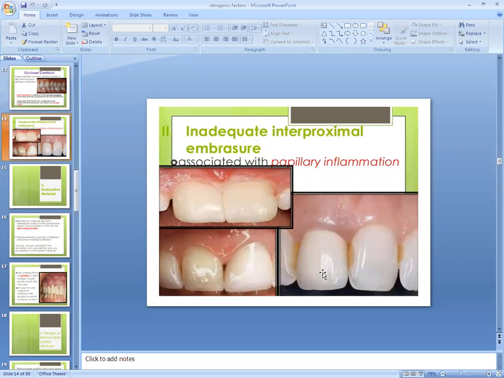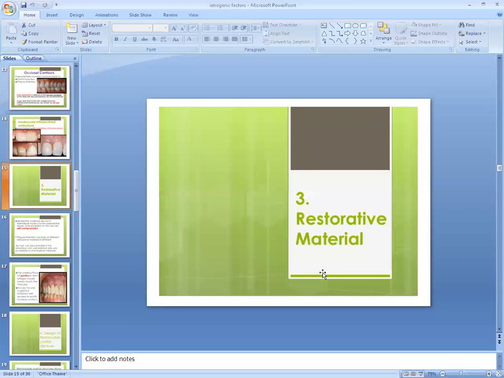Next factor is the inadequate interdental embrasures. That means when there is inadequate interproximal space, it results in papillary inflammation of the gingiva, which results in gingival diseases.